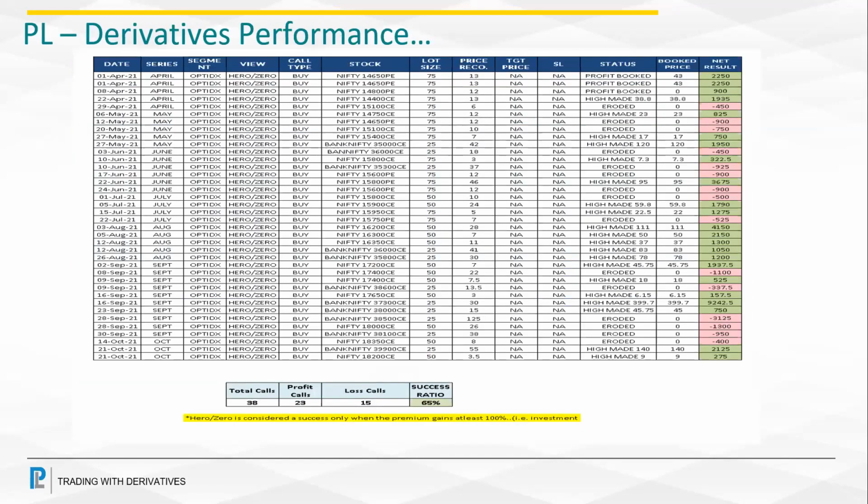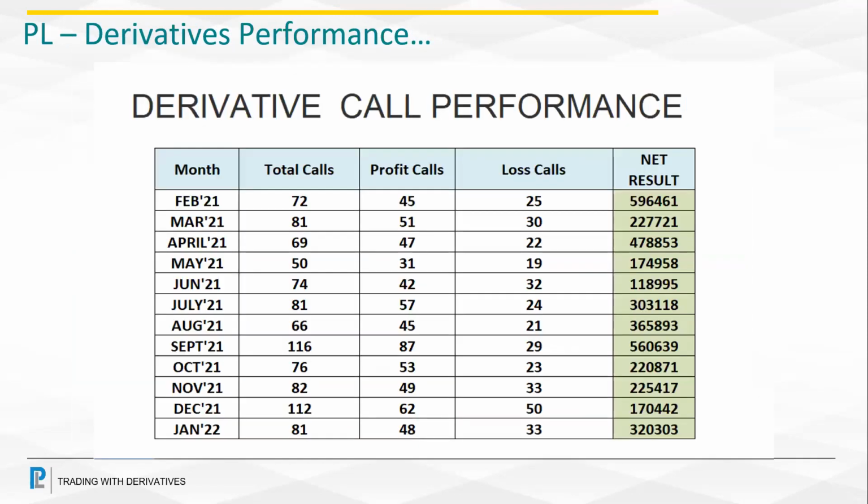So these are the hero zero trades performance that we have. We have a very high success ratio, more than 70%, and this is the performance of the derivative desk month on month. अगर आप देखोगे तो एक साल का परफॉर्मेंस मैंने इसमें डाला हुआ है, जिसमें नंबर ऑफ कॉल्स और टोटल रिजल्ट कैसा है, from last Feb till today's expiry, Jan end. एक साल में if you see, we have been very consistent on our returns month on month.